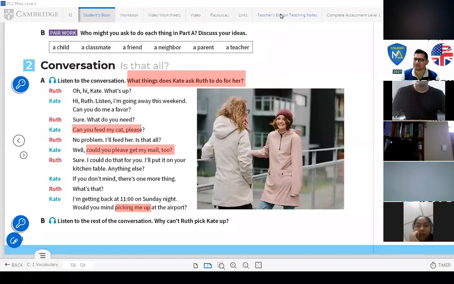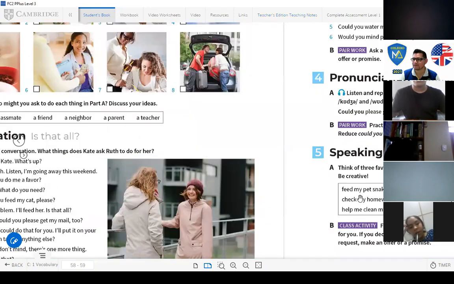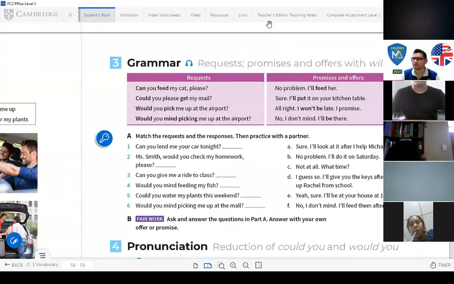Okay, yeah, she says something, no? Ruth has to wake up early the next day, no? That's why she can't, and it's too late. She's saying that she's gonna arrive at 11 on Sunday, okay? Well, let's go to the next part, and here I have to tell you something.